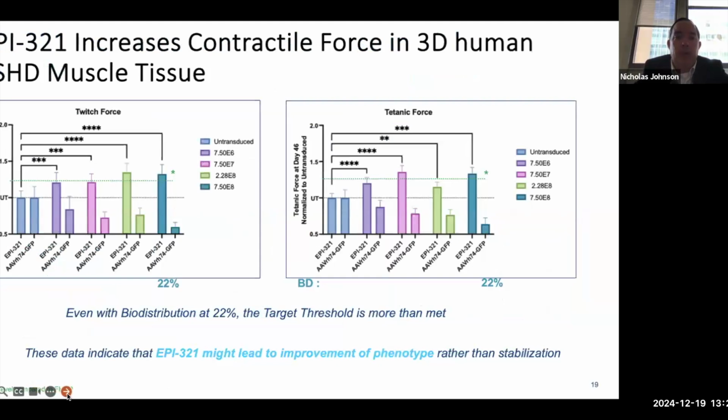Then looking at, okay, so you treat the mice, do the mice actually get better? This is looking at strength, really two different ways of looking at strength in the mice. The first bar is treating with the Epi321, and the second bar is always still a virus, but it doesn't contain the GEM system. You can see there's an improvement in terms of force at every dose level that they looked at, even pretty low doses, and the improvement was significant. So again, suggesting that this might lead to an improvement of the phenotype.